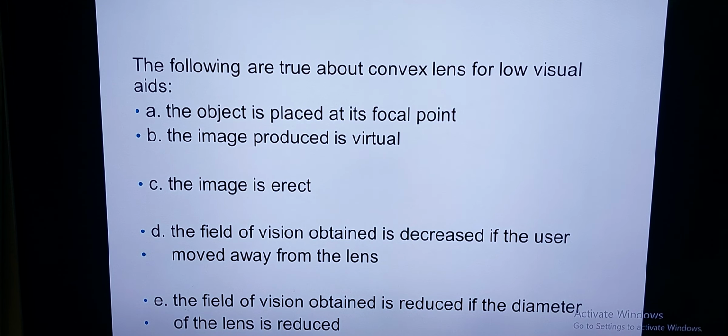छोटा होगा ना, मैग्नीफाइड इमेज बनेगा. हाँ, A is false, otherwise all are true, क्योंकि A virtual erect magnified image होता है। डी के बारे में बताइए। किसके बारे में सर? डी को एक्सप्लेन करेंगे। The field of vision obtained is decreased as the user moved away from the lens.